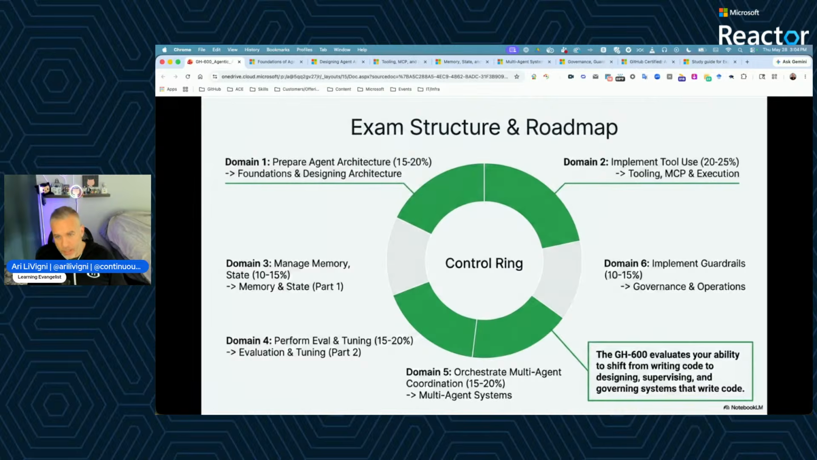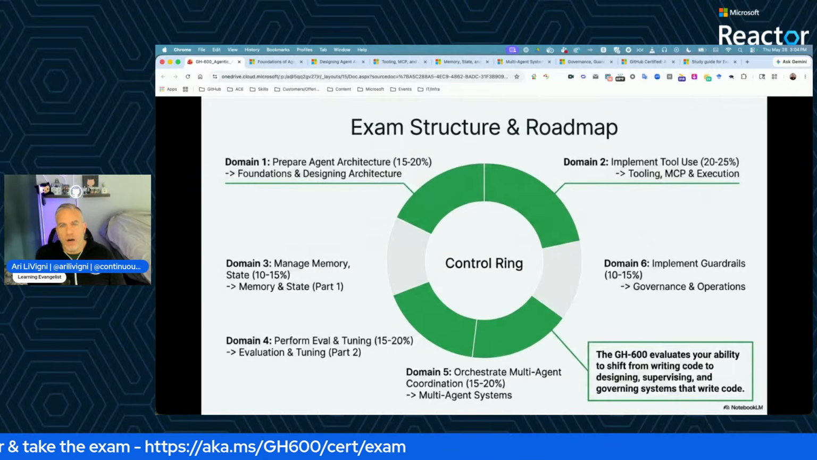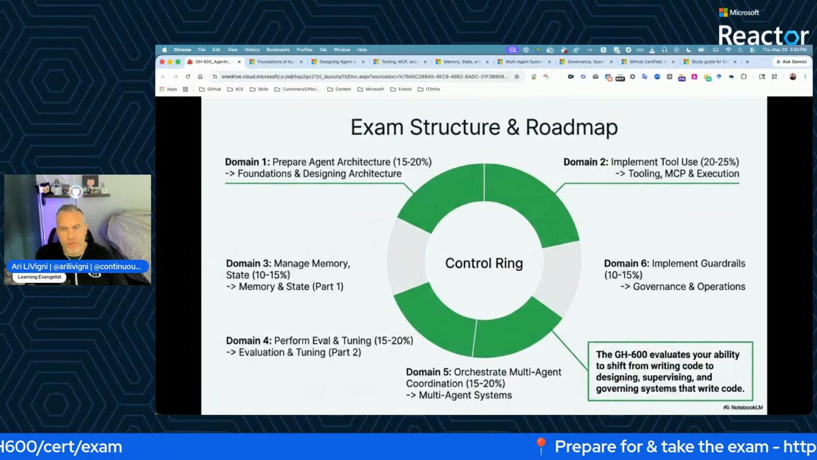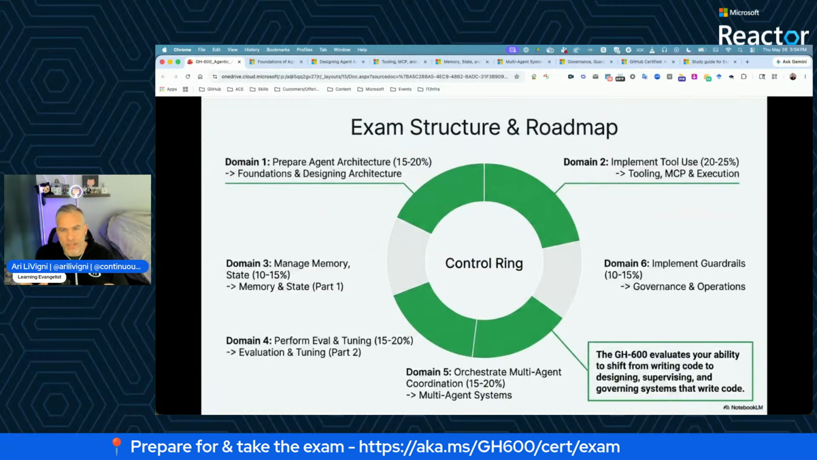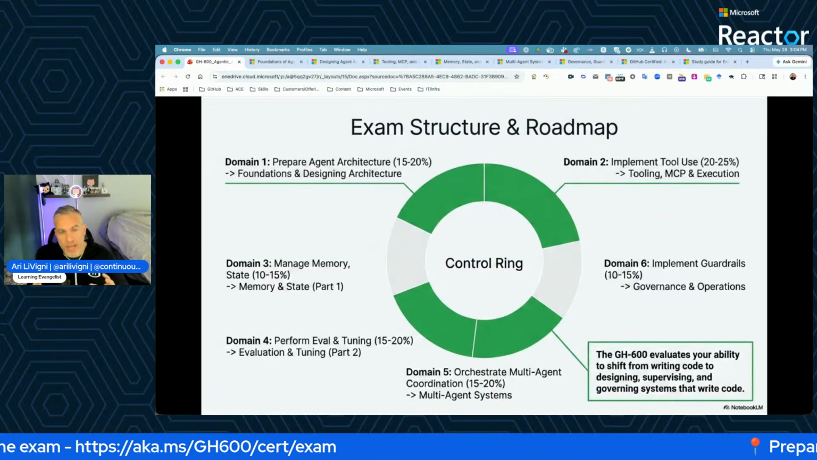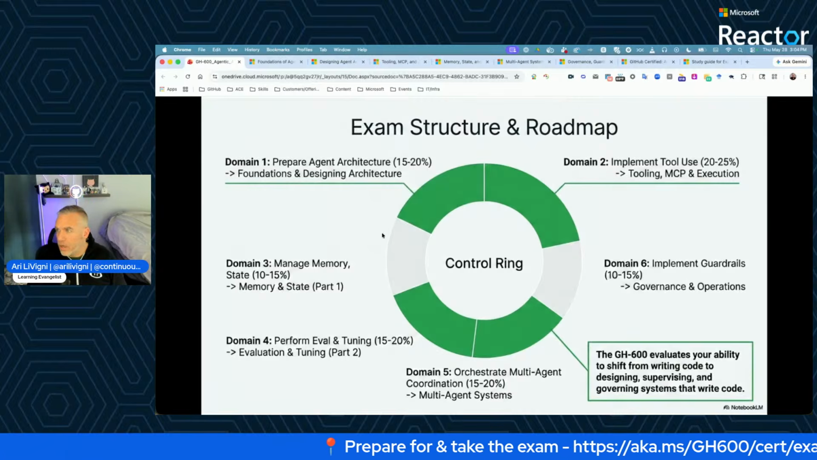And then last but not least, the one that every company, and I think people, gravitate towards is security and governance, which is very important. As you can see in the different percentages here, these 15 to 20% domains, and obviously the tool implementation, are the bulk of this exam. Managing memory and governance are the smaller percentages, as you can see in this overall view of the exam.